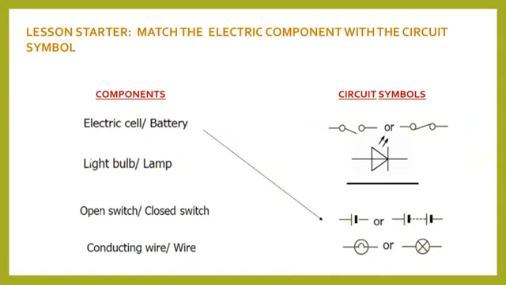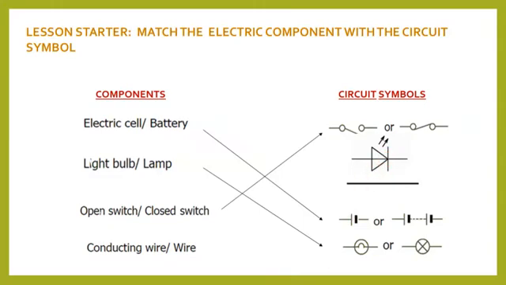Then the next one we have, light bulb or lamp. Which of them is it going to be matched with? You can see this is a symbol. Then we have conducting wire. We have open switch or closed switch. Then we also have conducting wire. Now before we match, we have two components here. Which of these will be correctly matched with?